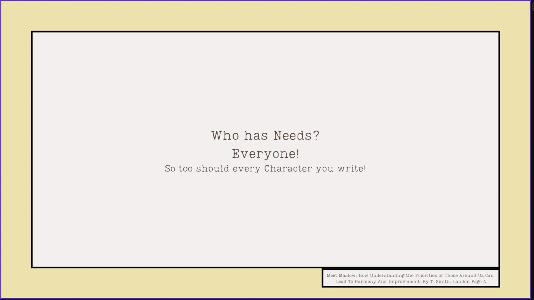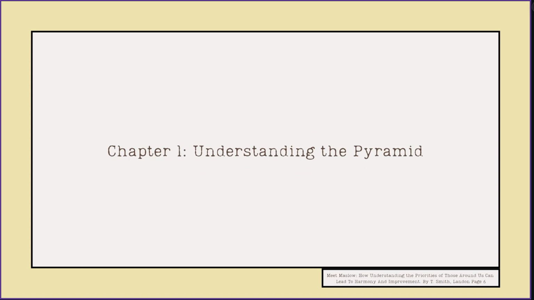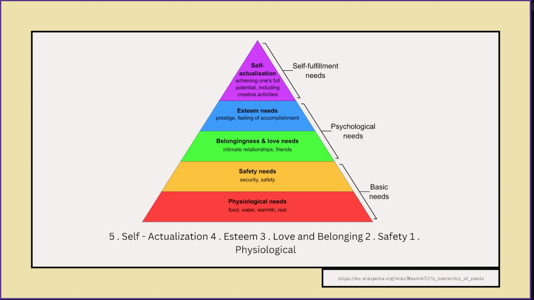Now let's get into the text. Chapter 1, Understanding the Pyramid. The pyramid is broken up into 5 sections: physiological needs, safety needs, belongingness and love needs, esteem needs, and self-actualization.